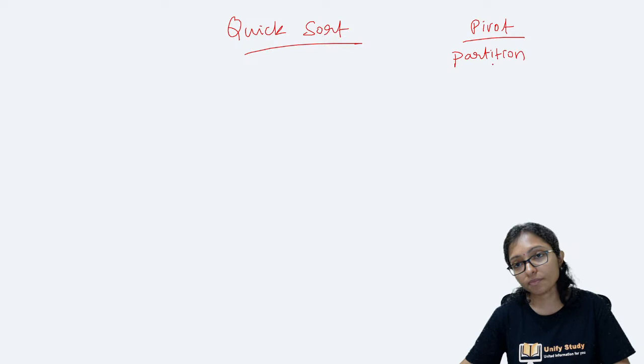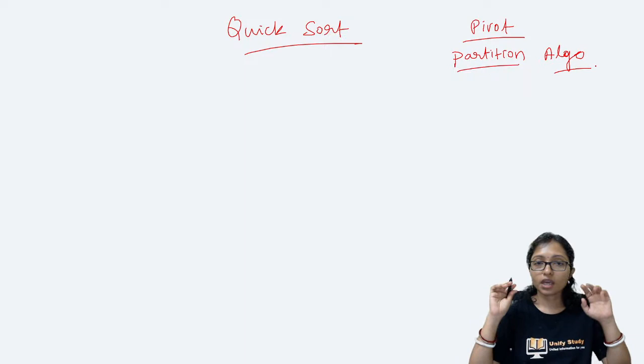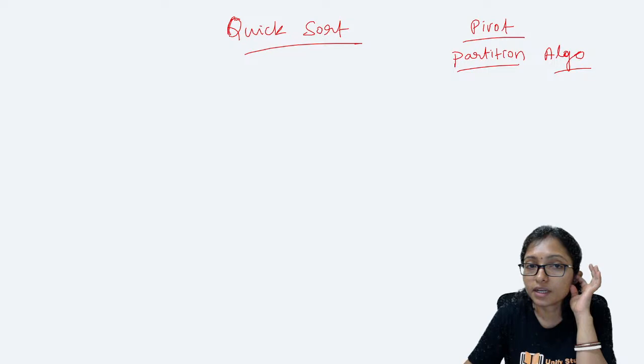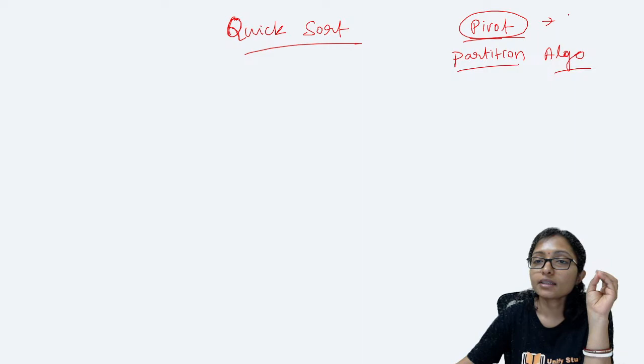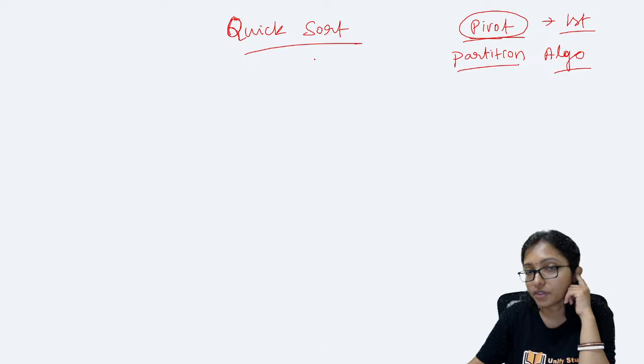partition algorithm. This is very very important. Focus everyone, focus here. Questions are coming from here also. These algorithms are very very important. Okay, so quick sort is working on partition algorithm and the pivot element. Normally we are taking the first element as pivot. Always we are taking the first element as pivot, and we will do the partition algorithm.